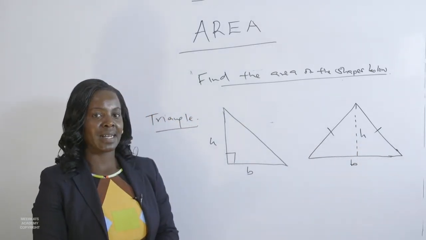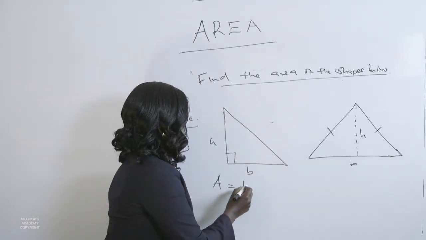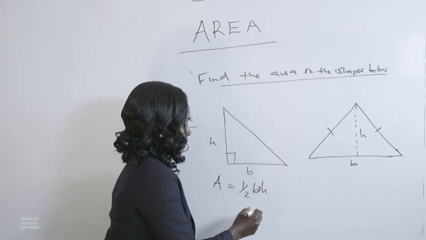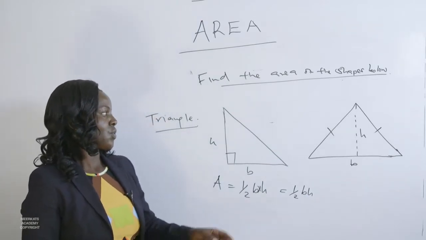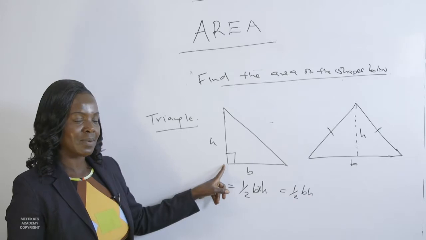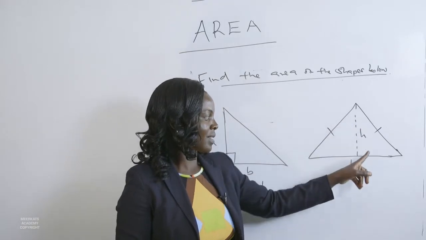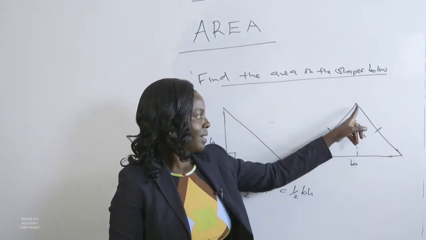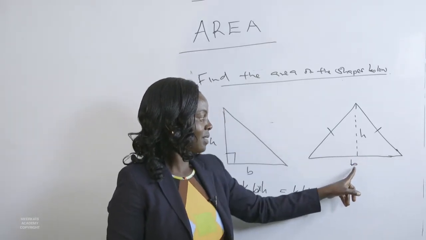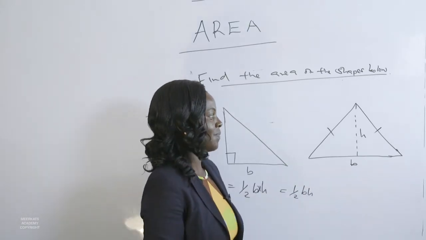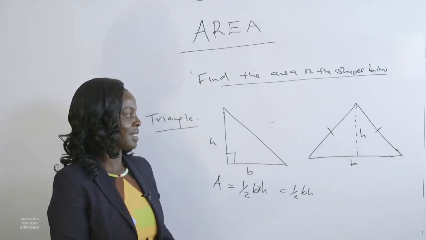So how do you calculate the area of a triangle? The area of a triangle is given by half base times the height. So this side refers to the height, while the bottom side is referred to as the base. In an example of an isosceles triangle, the dotted line is the height, and this one that is written as B is the base.